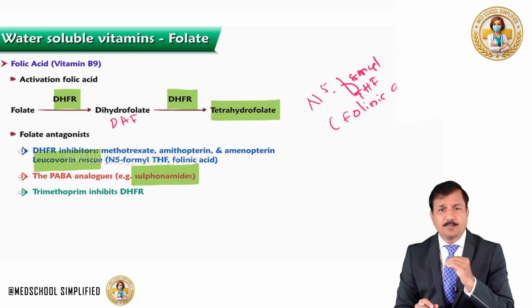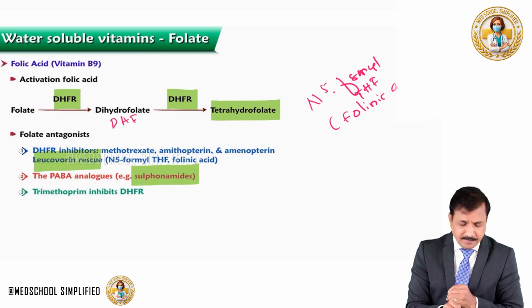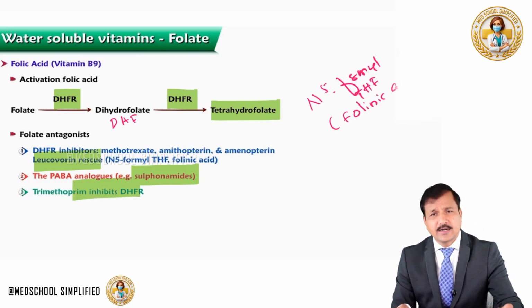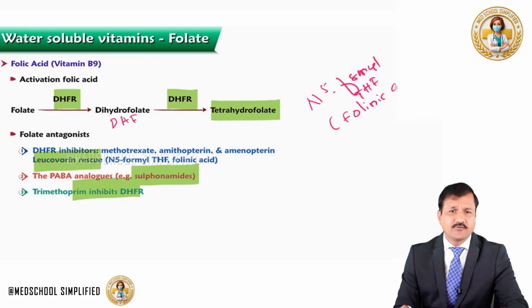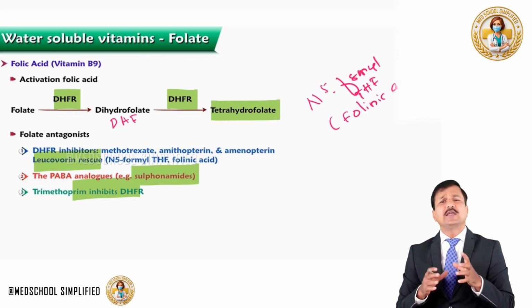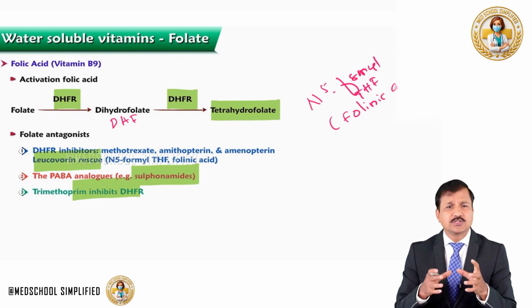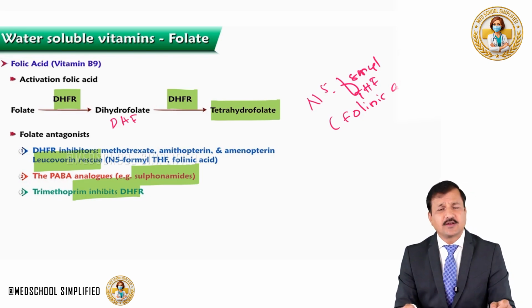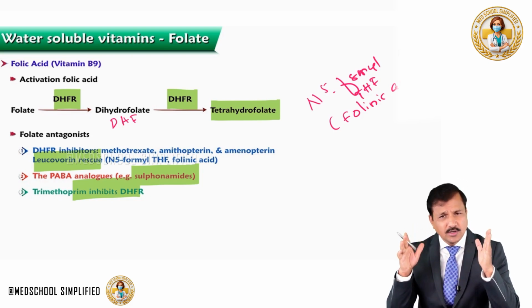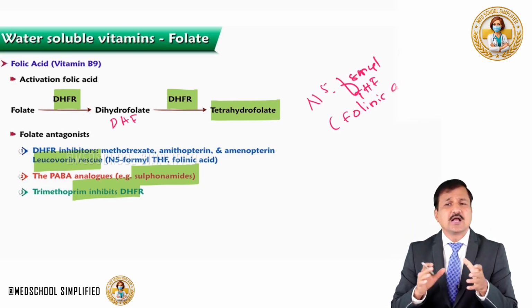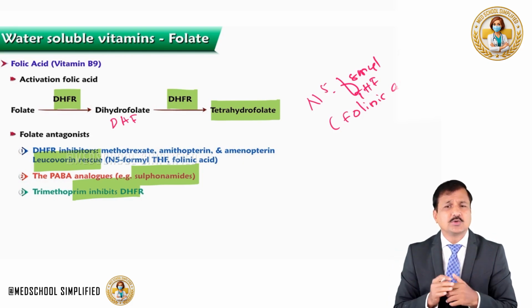Coming to trimethoprim. Trimethoprim inhibits dihydrofolate reductase enzyme, thereby decreasing tetrahydrofolate formation. That's why trimethoprim is used synergistically with sulfonamides. It is basically affecting two sequential reactions and making the drug most effective against the bacteria.